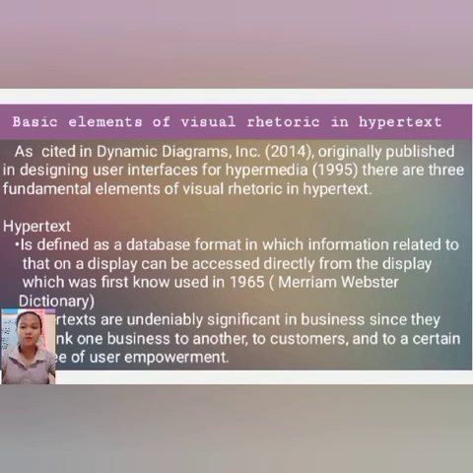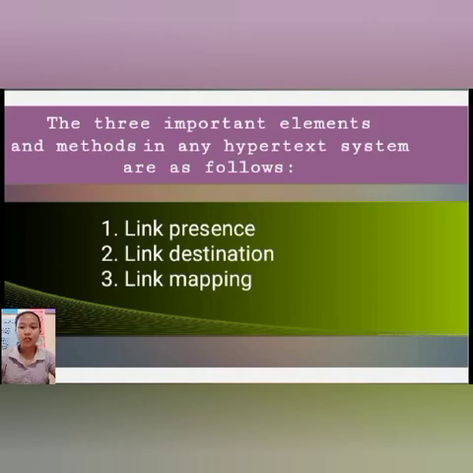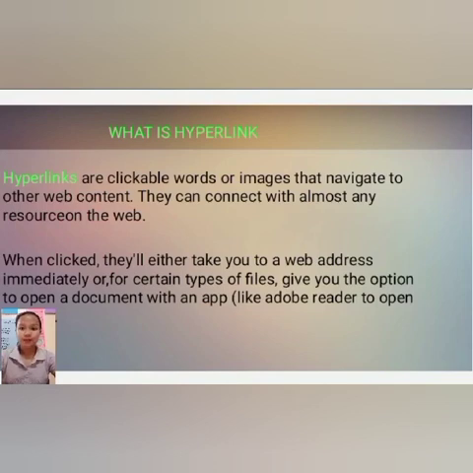Okay? So, there are three important elements and methods in the hypertext system: the link presence, the link destination, and the link mapping. Okay, so let's proceed. What is a hyperlink? Hyperlinks are clickable words or images that navigate to other web content. They can connect with almost any resource on the web.